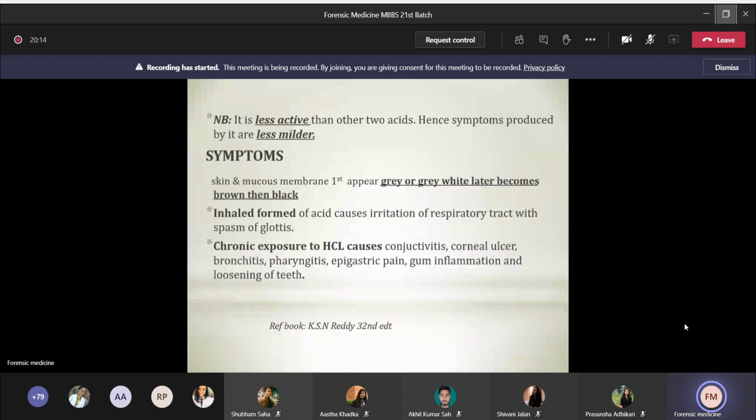And chronic exposure to hydrochloric acid will cause symptoms such as conjunctivitis, corneal ulcer, bronchitis, pharyngitis, inflammation of the gums, and loosening of the teeth. And this chronic exposure is mostly seen in occupational workers. Okay, who are constantly exposed to hydrochloric acid.